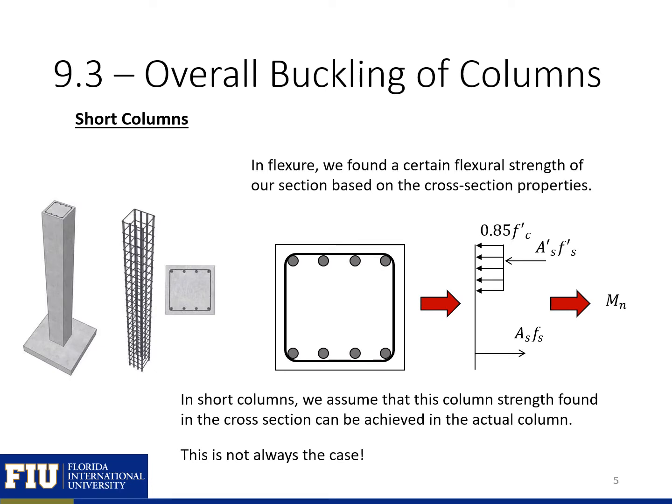In this presentation, we're going to focus on the overall buckling of the column. In flexure, we found a certain flexural strength of our section based on its cross-sectional properties. So in our overall column, with a certain reinforcement, we looked at just the cross-section at one section along the length of that column. We use this cross-section in our rectangular stress block approximation to find our MN and PN for this specific section. So in short columns, we assume that this column strength found in the cross-section can be achieved in the actual column, but this isn't always going to be the case.